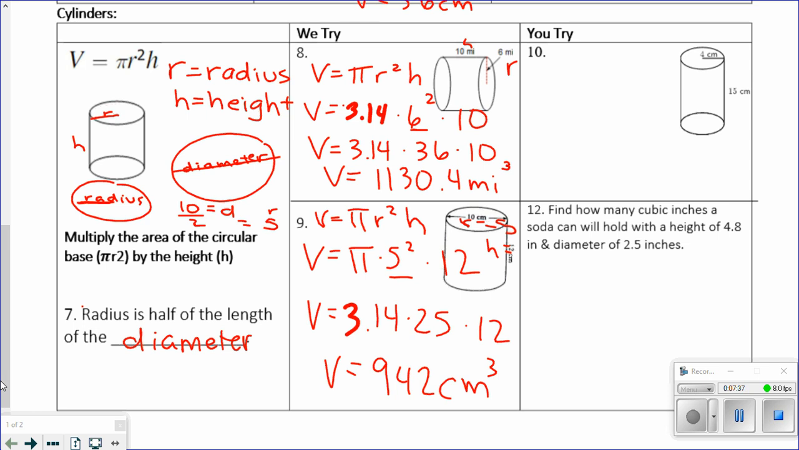What I would like you to do is try 10 and 12. It should be 10 and 11, but I misnumbered. So 10 and 12, and then raise your hand and get it checked. Once you finish that, you'll move on to surface area.